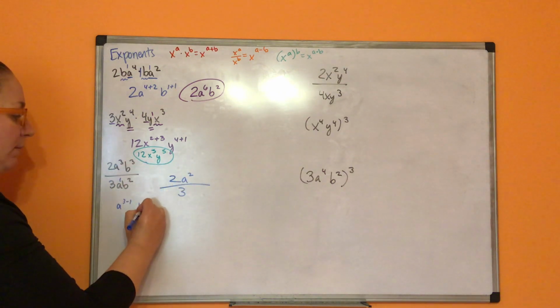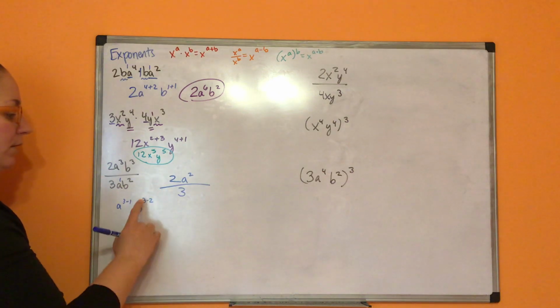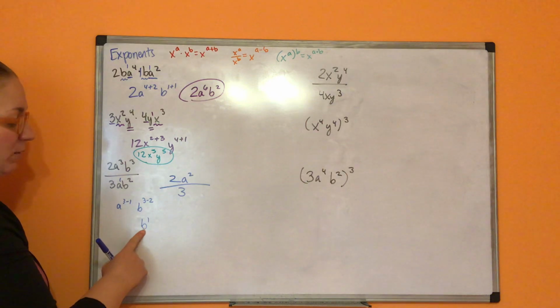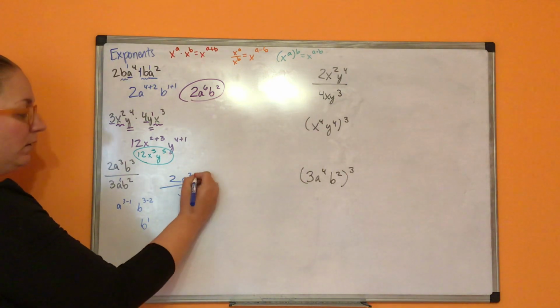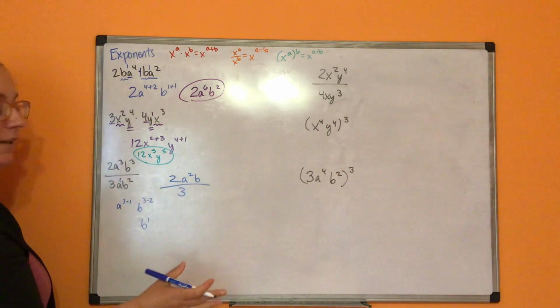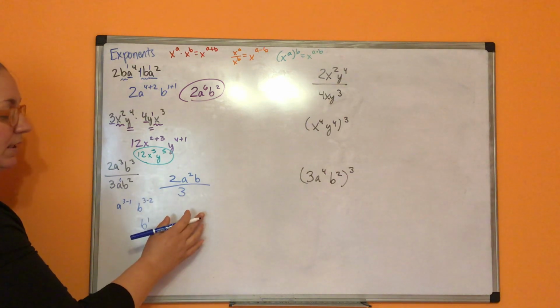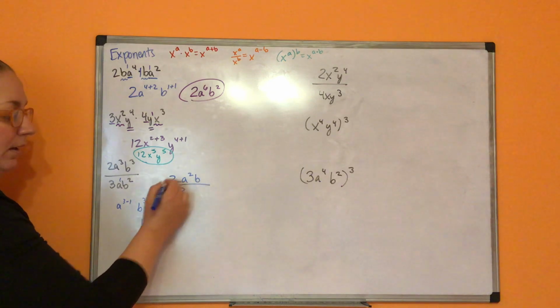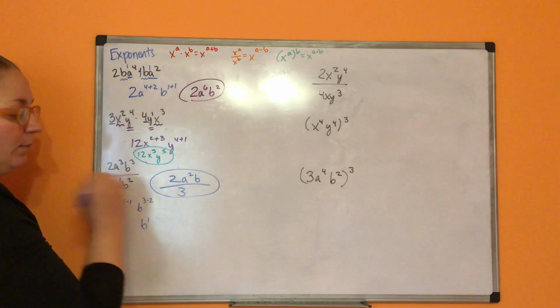For b's, I'm thinking b to the 3 minus 2. 3 minus 2 gives me 1. But when I have a 1 exponent, I don't have to write it. So instead of b to the 1, I just write b. I know I'm all finished because everything is as simplified as it can be. My coefficient can't be reduced any further. I only see one of each variable, so I'm done.